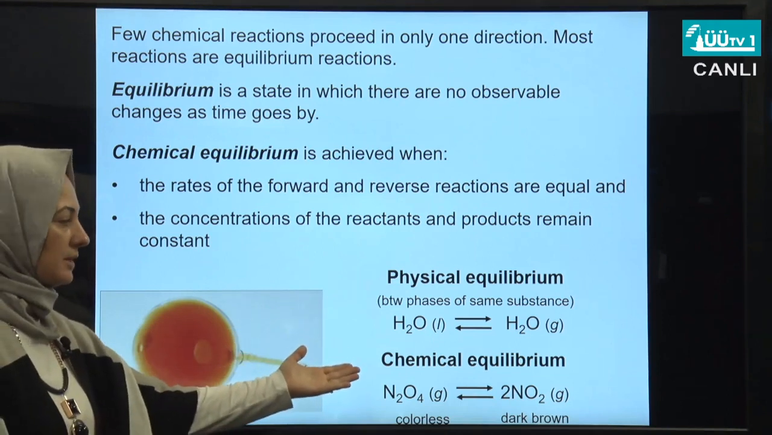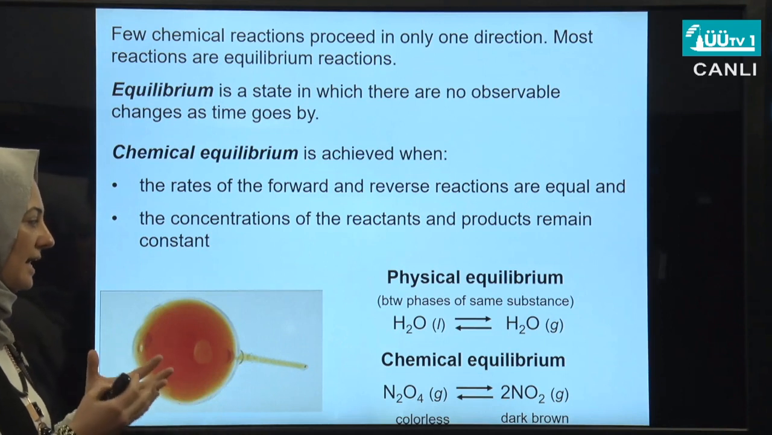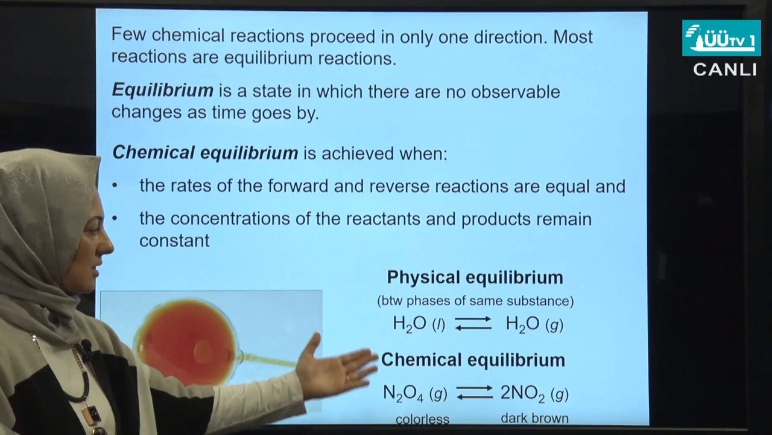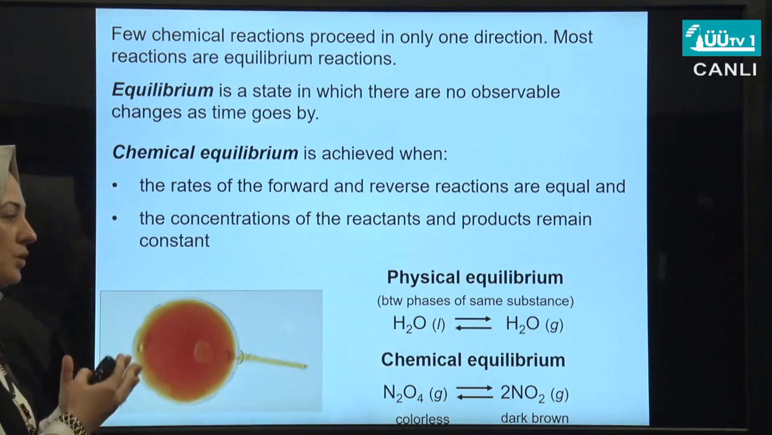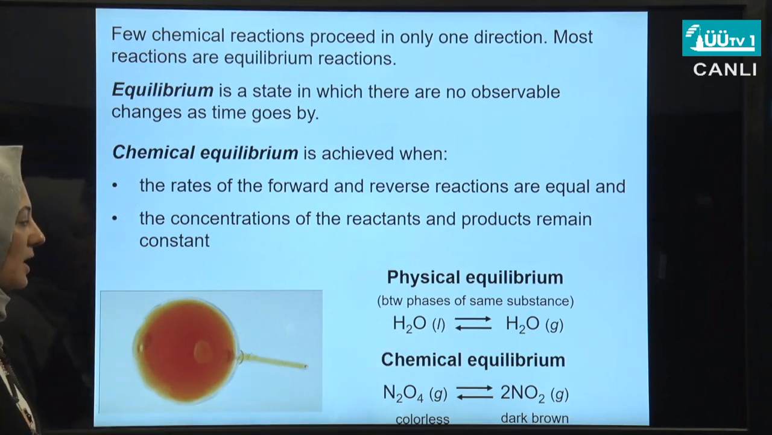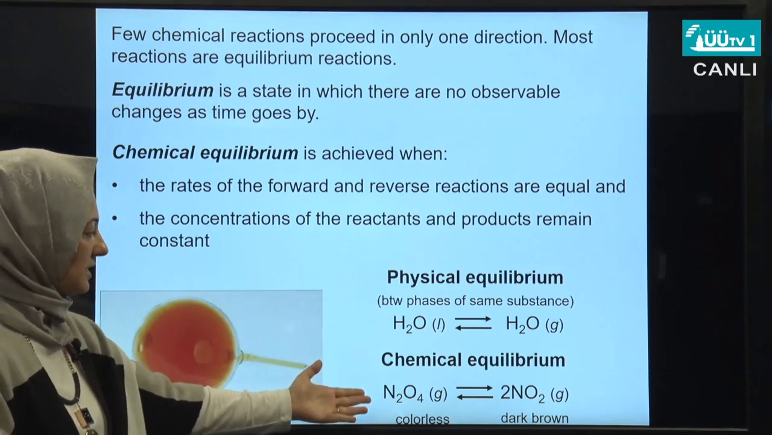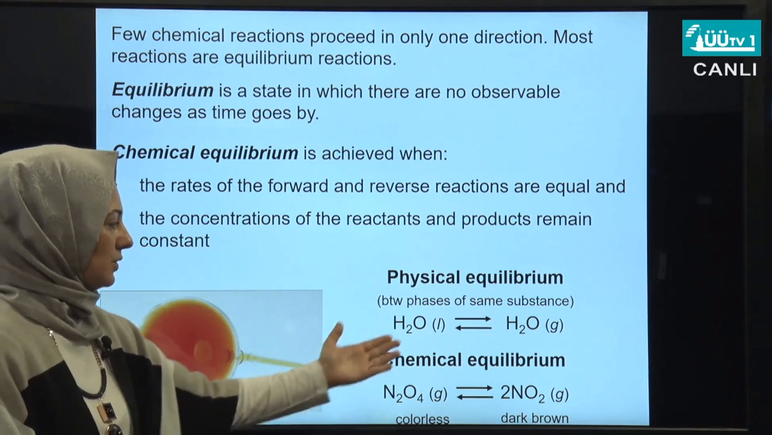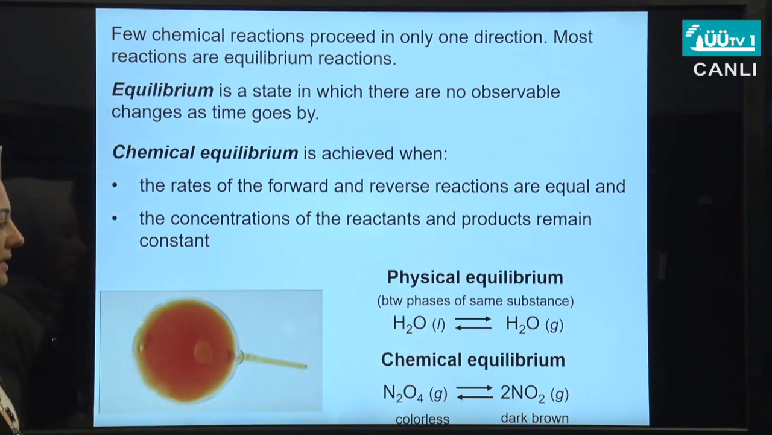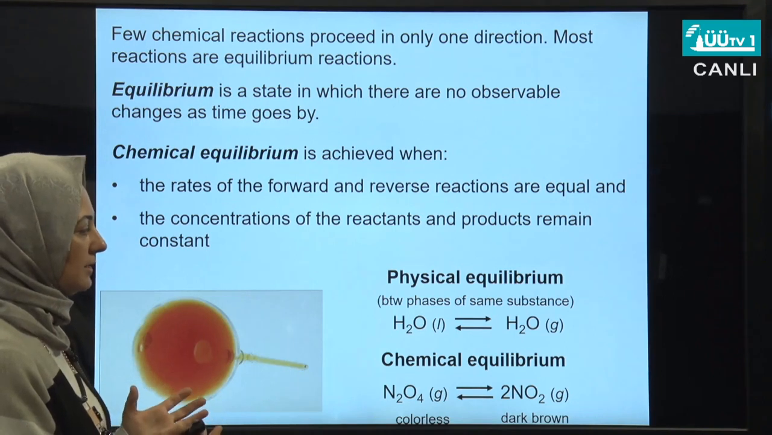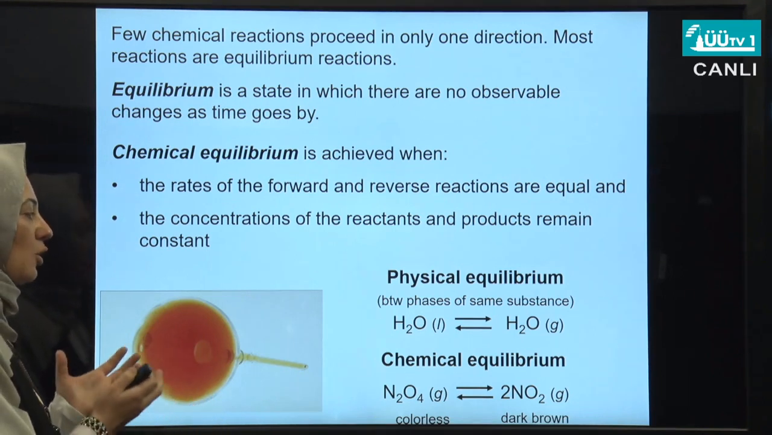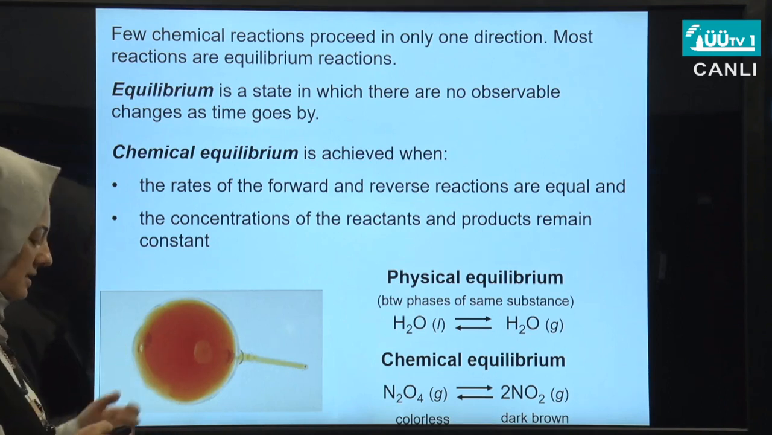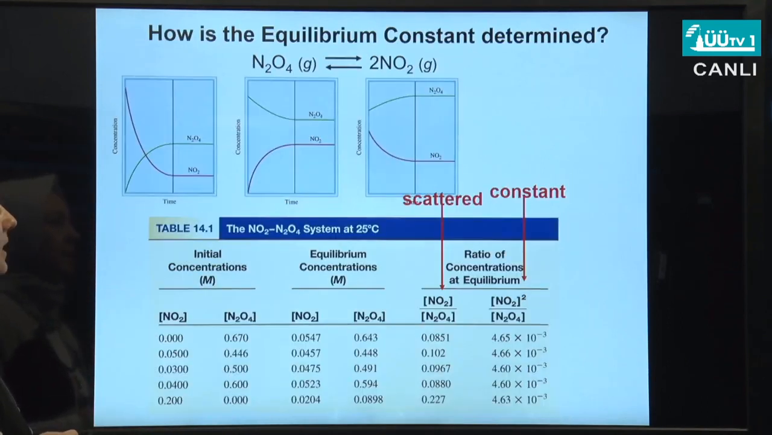Coming to the chemical equilibrium, in this case, we have a reaction going on. So the reactants are converted to products, so you have different species now. For instance, in the case of nitrogen tetroxide, which is a colorless gas, this is converted to nitrogen dioxide gas, which has a dark brown color. And we can observe a color change as the reaction proceeds. And this is a chemical equilibrium then.